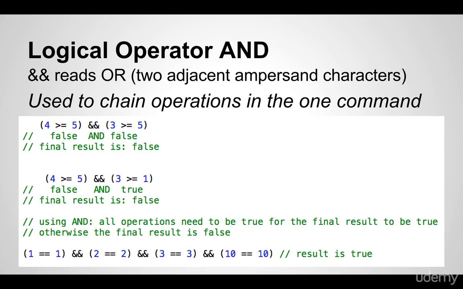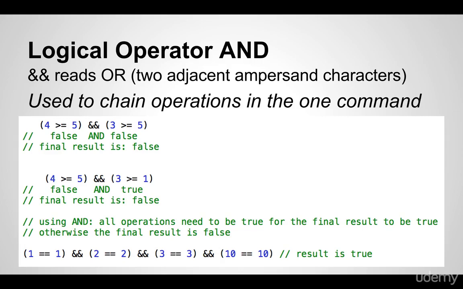Now, the next logical operator is the AND sign, okay, which is two adjacent ampersand characters. It's used to chain operations also in one command. 4 is greater or equal than 5, and 3 is greater or equal than 5. So it's false and false. The final result is false. Now, the next operation is 4 is greater or equal than 5, and 3 is greater or equal than 1. We have false and true, because 3 is greater than 1. But the final answer is false here.